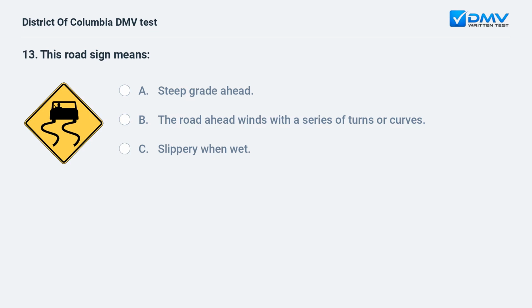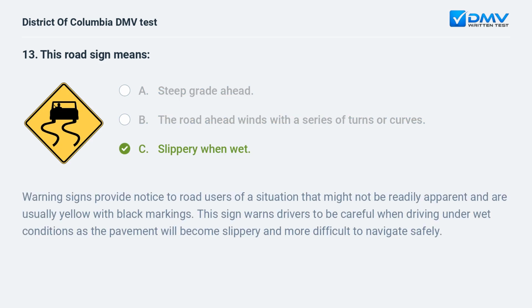This road sign means A. Steep grade ahead. B. The road ahead winds with a series of turns or curves. C. Slippery when wet.